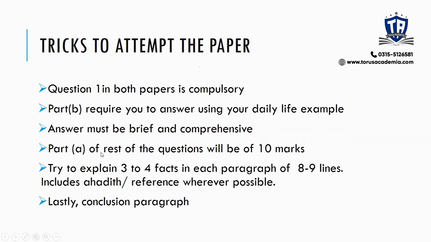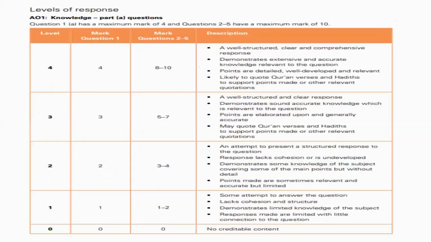Part A of the rest of the questions will be of 10 marks, and part B of the rest of the questions is of 4 marks. So try to explain 3 to 4 facts in each paragraph of 8 to 9 lines. Include hadith references wherever possible. And if your target is A star, then you must give an introductory paragraph and conclude your answer. Make a conclusion paragraph, so it gives a comprehensive look to your answer.